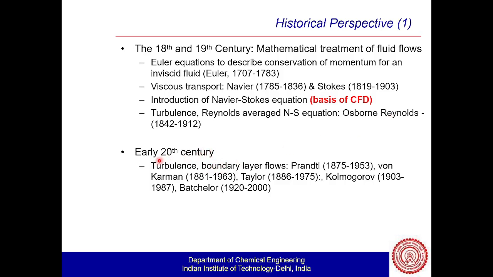And in the early 20th century, after the 18th and 19th centuries, we went to turbulence and boundary layer flows, and prominent scientists like Prandtl, von Karman, Taylor, Kolmogorov, and Batchelor played a vital role in the development of the theory of turbulence.